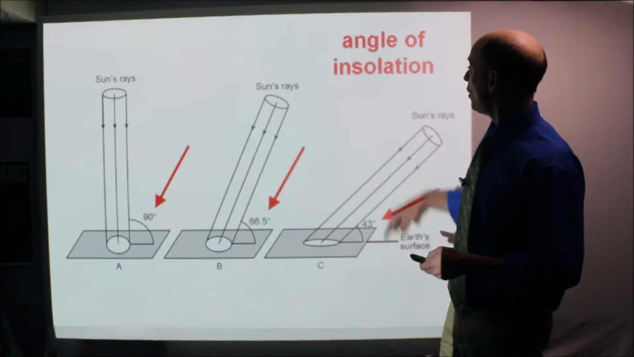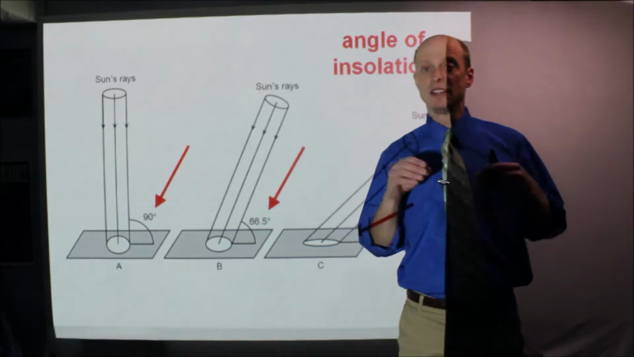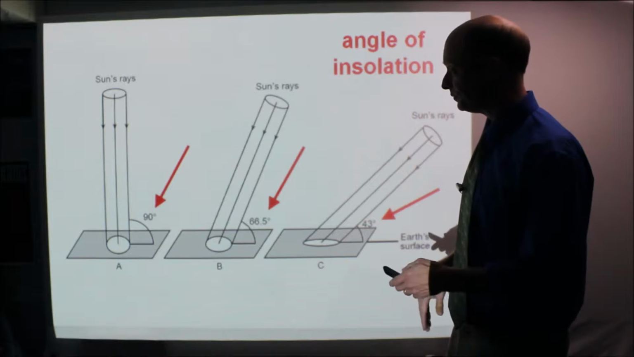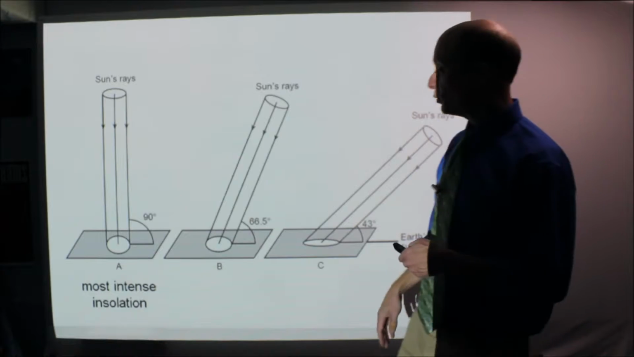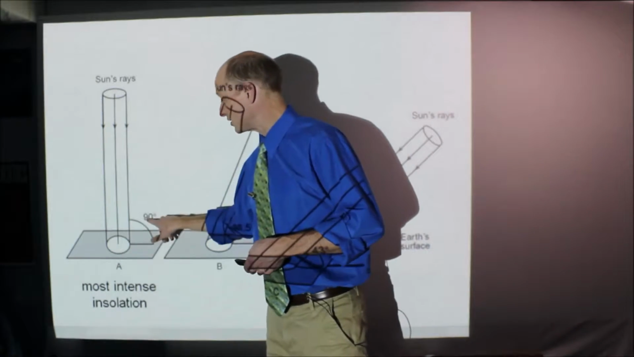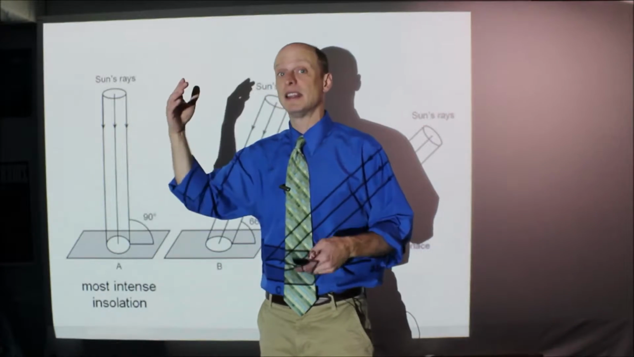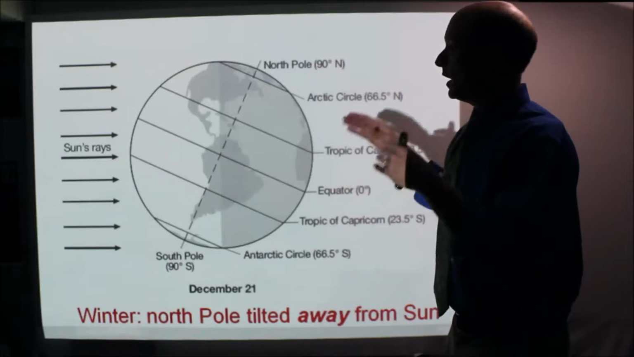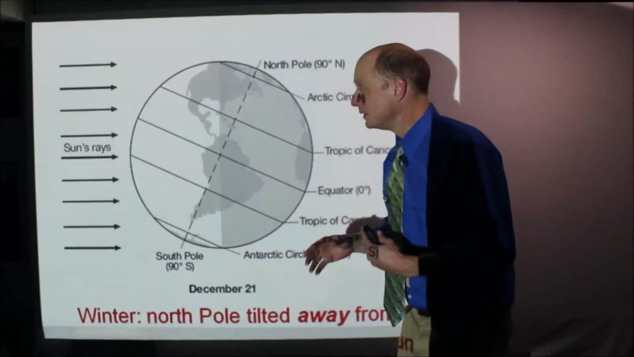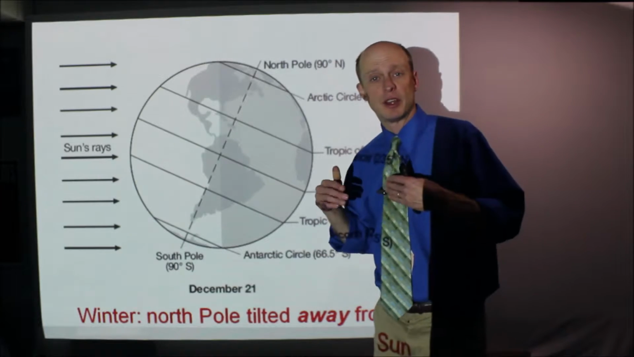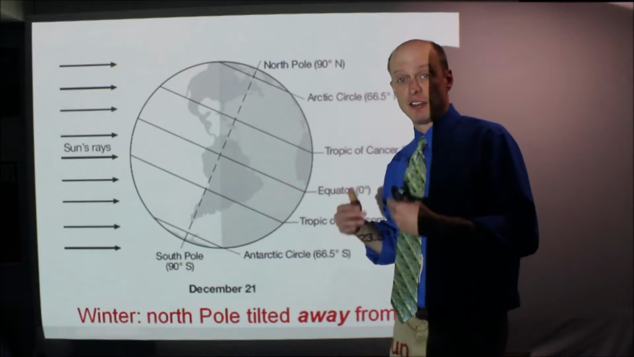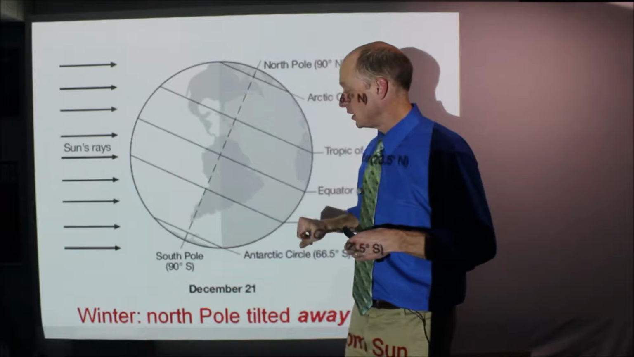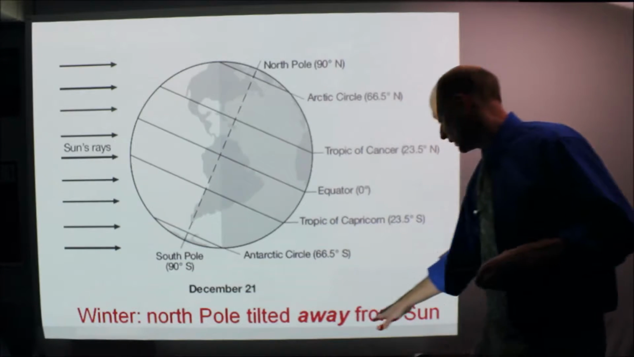This is called the angle of insolation. Insolation means sunlight. So the angle of insolation is the angle at which sunlight hits an area. And this will have the most intense insolation because the angle is the highest. Directly overhead, the sun is strongest. That is important. This diagram is zoomed in on the Earth, showing what it looks like during the wintertime. What I want to point out is the North Pole is tilted away from the sun. Winter, North Pole tilted away from the sun.